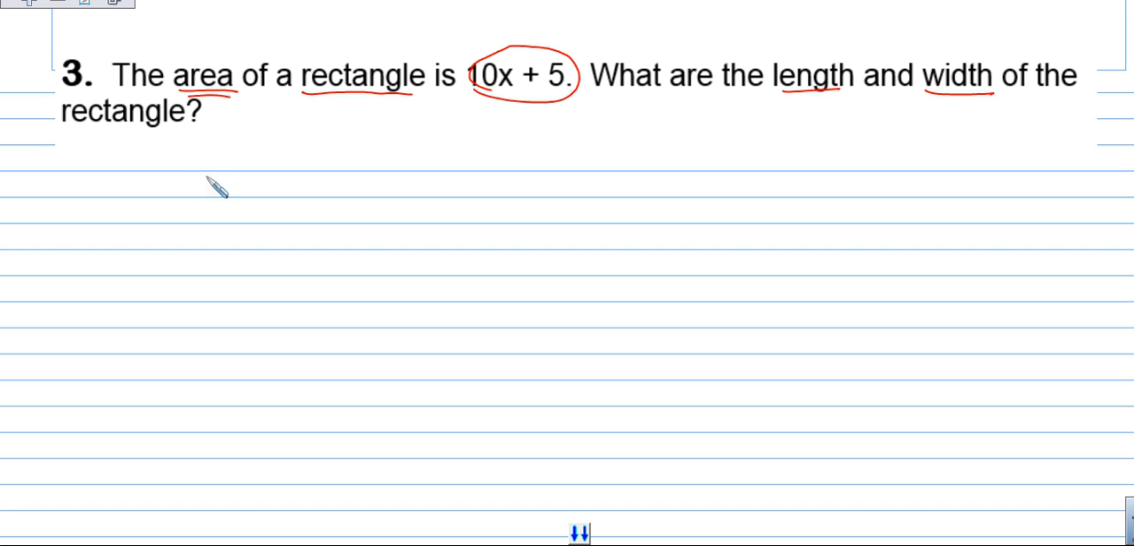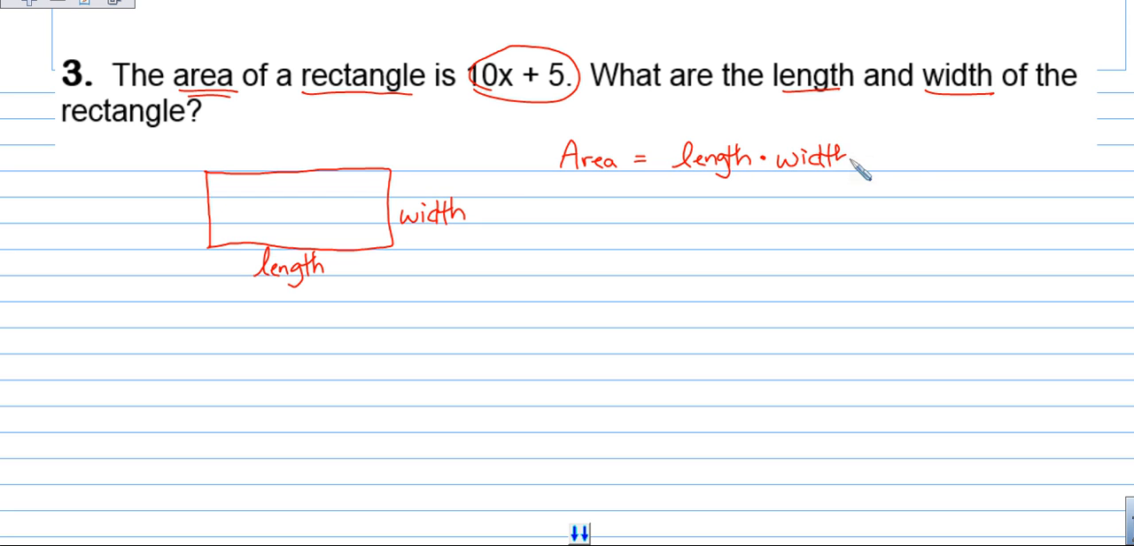Well, let's draw it out. I like to have a visual of what I'm doing. So I'm drawing me a rectangle. Okay? This would be my length. This would be my width. Okay? And so how do you find area? Well, remember, area equals the length times our width. Okay? So we have two things multiplied together to give us our area.